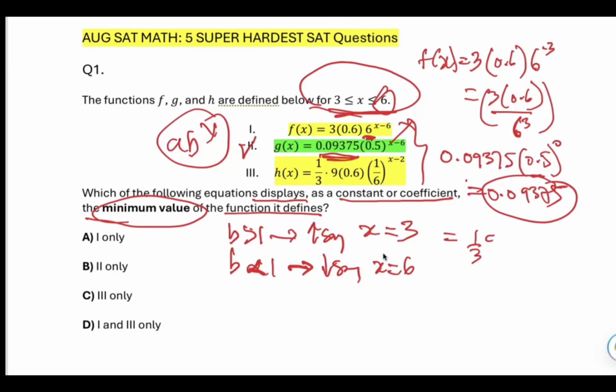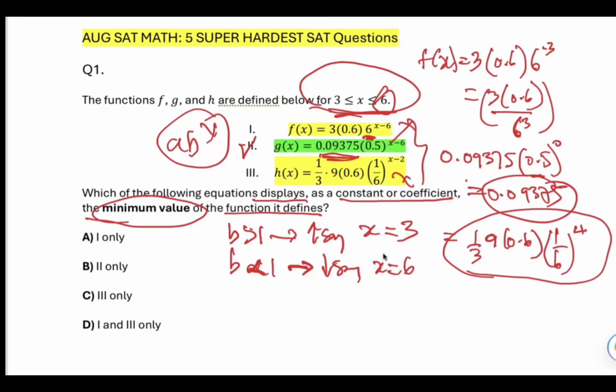The next one, you do the same thing. 1 over 3 times 9.6, 1 over 6. This is also a decay, but look at it. If it's decaying, the minimum value occurs at the maximum, which is the 6. Therefore, 6 minus 2 is 4. This is your minimum. It's not displayed. I have to multiply 1/3 by 9.6 times 1 over 6, all to the cube. Therefore, this is also wrong. Like I told you, 5 second problem.